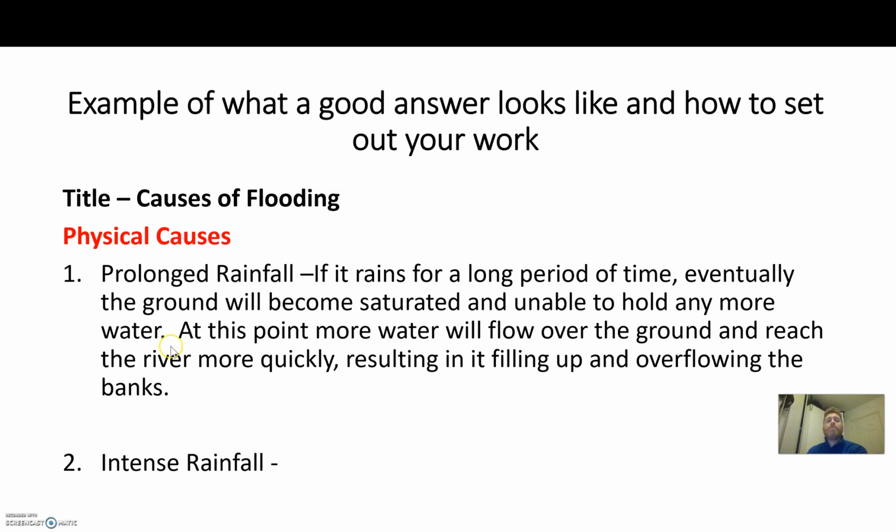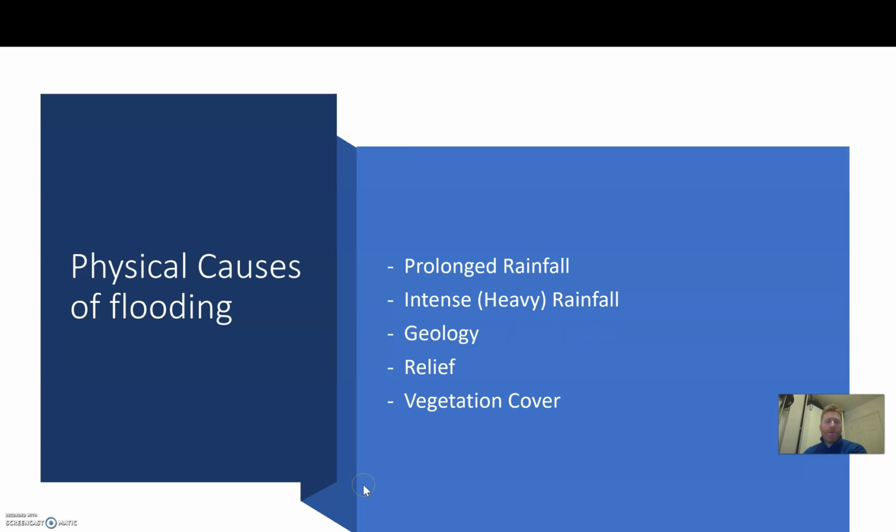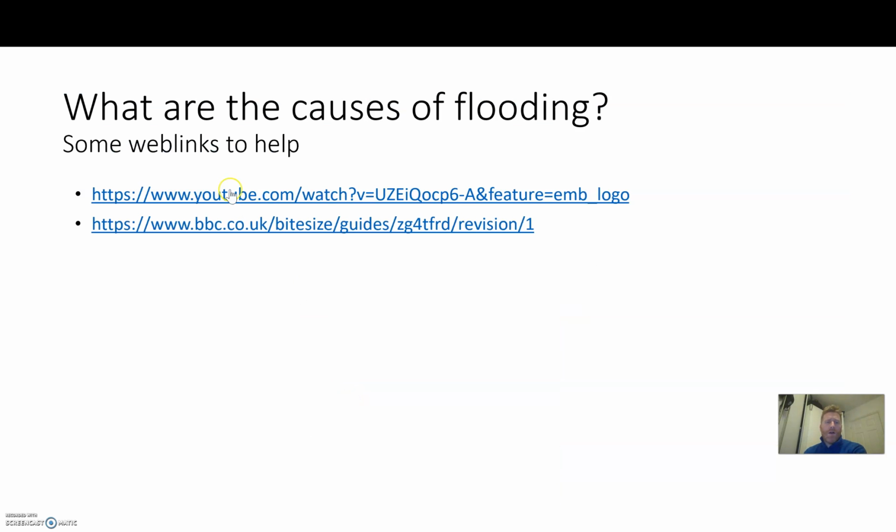I've given you an example here of what a good answer looks like and how to set it out. So I've done one for you. Again, you can pause this and read this in your own time. I've also popped a couple of websites on Google Classroom there in case you want any more help.